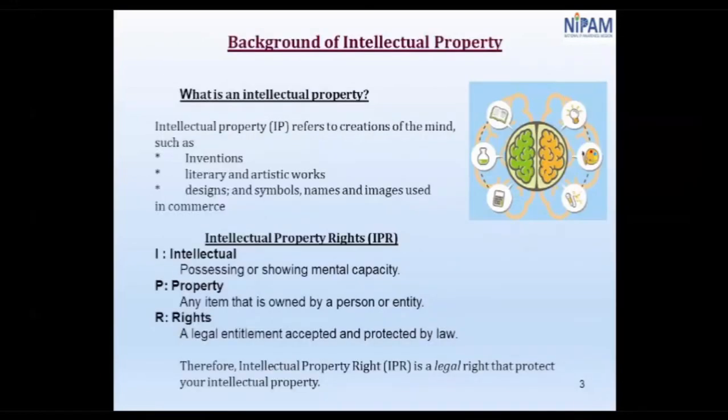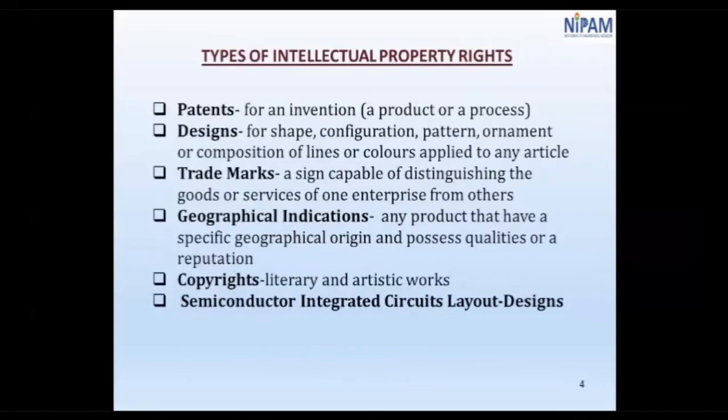What is intellectual property that we have discussed? Intellectual property refers to the creations of the mind, such as inventions, literary and artistic work, designs, symbols. What are intellectual property rights? Those rights which are given to us by the government of India or the government of any other country to protect intellectual property are called intellectual property rights. We have a total of 6 intellectual property rights: patent, design, trademark, geographical indication, copyright, and semiconductor integrated circuit layout.